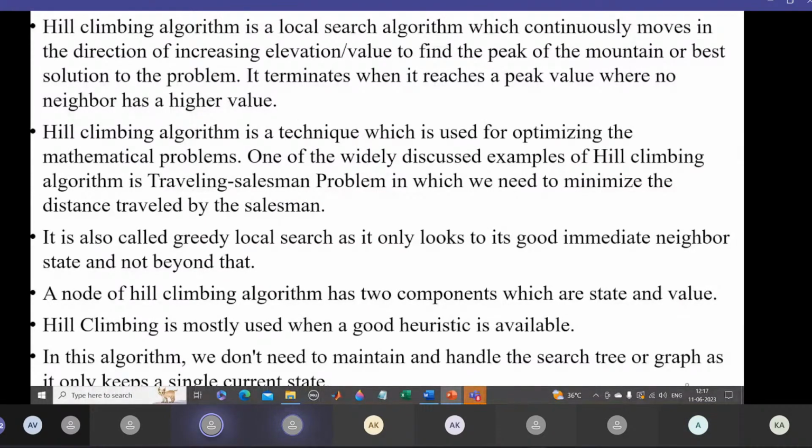So when you want to have a good heuristic that is to be used now, you can go for this hill climbing. You don't need to maintain and handle the search tree or graph, okay, because it is only going to keep a current state. மொத்த கிராஃபும் ஞாபகம் வச்சுக்கணும்னு இல்லை, கரண்ட் ஸ்டேட்டை பார்த்துக்கணும். அதை விட பெட்டரா ஏதாவது வந்ததுன்னா you have to replace.